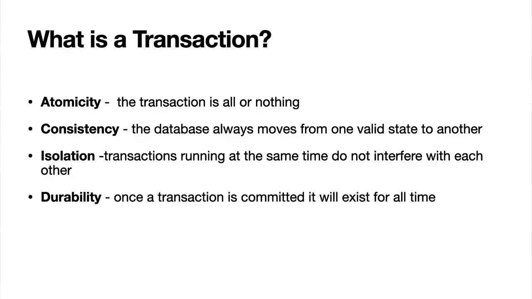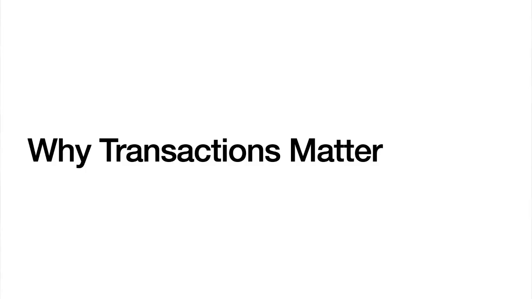If you have foreign key constraints or unique indexes, the database will enforce those rules at each step of the transaction before allowing the transaction to commit. Isolation means transactions running at the same time do not interfere with each other. One user's registration flow doesn't see the partial data of another user's registration that hasn't been committed before the transaction started. And then finally, durability means that once a transaction is committed, it will exist for all time, even if the server crashes.